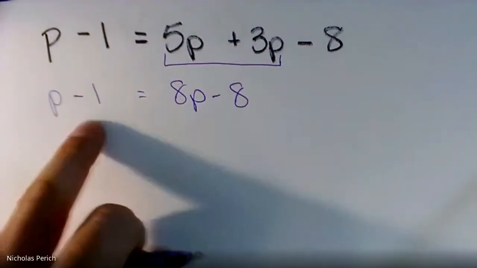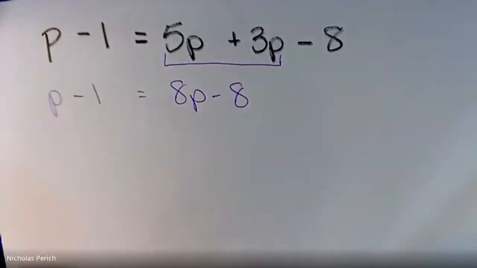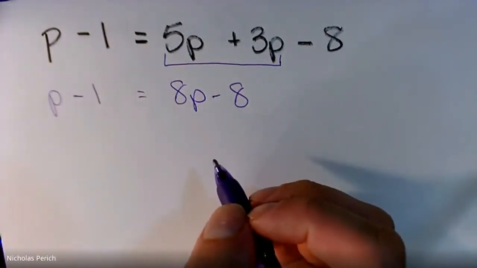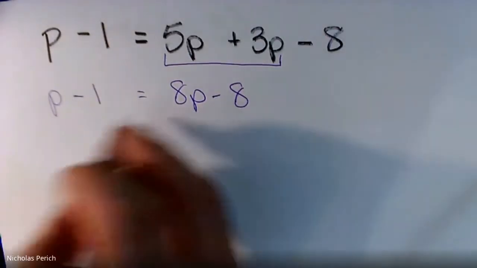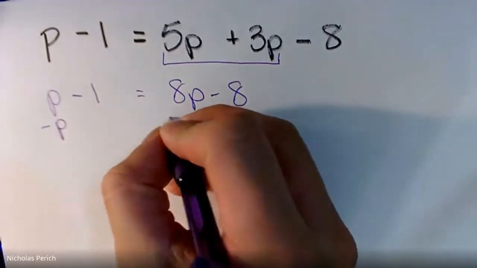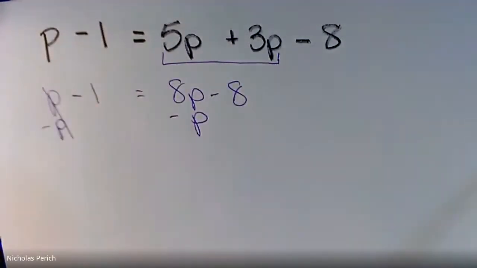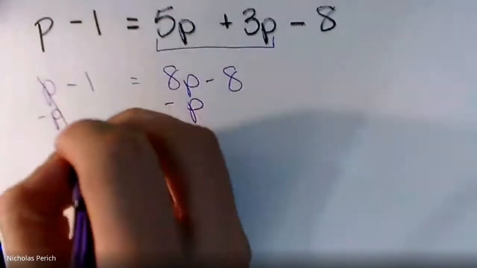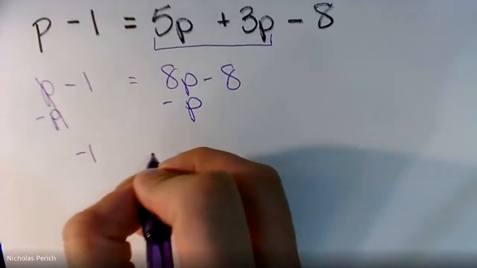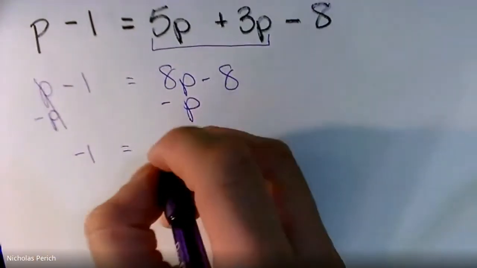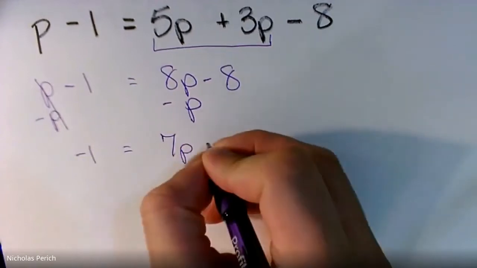Now that I have variables on both sides of the equal sign, what I want to do is get rid of the smallest one. You could subtract 8p if you wanted to, but I'd rather subtract regular p because what that usually does is give you a positive variable over here. So I'm going to drop down negative 1 equals 8p minus p is 7p minus 8.